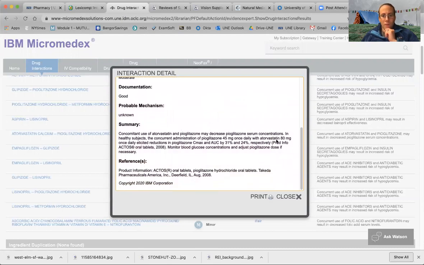Concomitant use of atorvastatin and pioglitazone may decrease pioglitazone concentrations in healthy subjects. Administration of 40 milligrams plus atorvastatin 80 elicited reductions in the Cmax and AUC by 31 and 24% respectively. So that's pretty significant, a 30% reduction and 25% reduction. Now that's with max dose of atorvastatin. I know that this patient was on 40 milligrams of atorvastatin, so I don't expect that. But that's good to know.